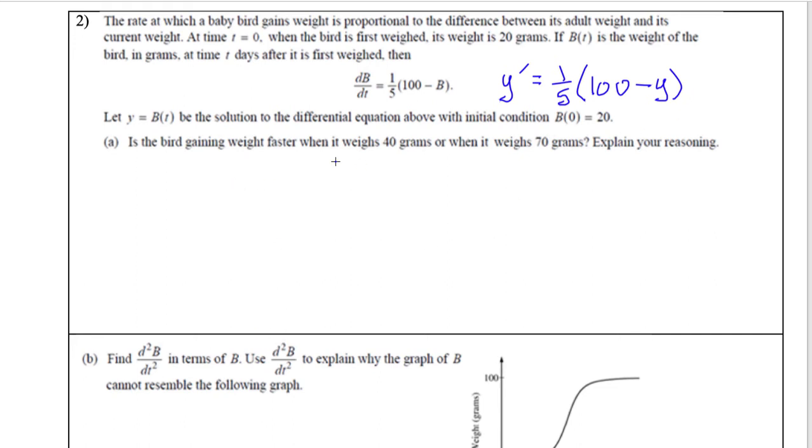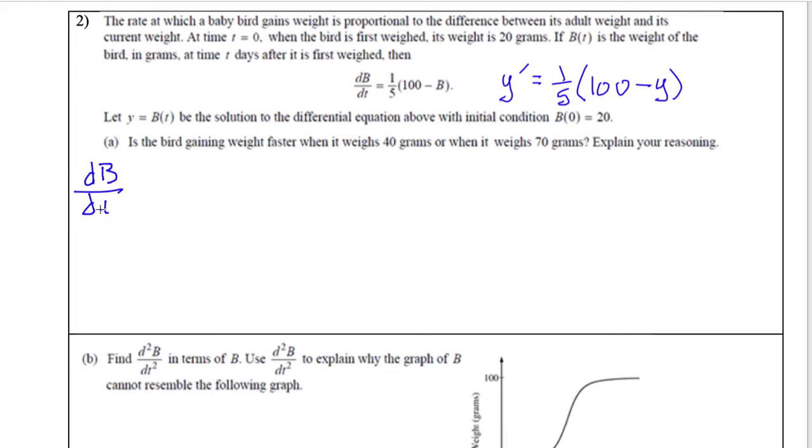Let's take a look at part A. Part A is pretty straightforward. It's saying, is it gaining weight faster when it weighs 40 or 70? You need to show your work to get the point. You need to plug in 40 and plug in 70 for B. B is the weight, right? Yes. You just plug it in. So here we go.